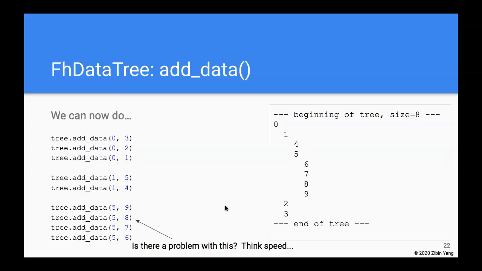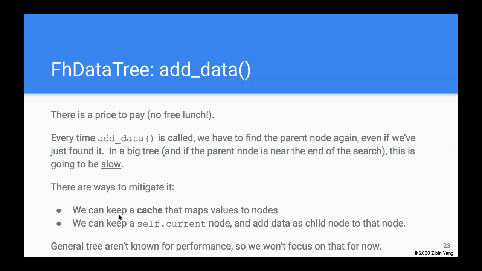Now, I want to point out a problem with this particular approach that we have chosen to implement add data. So can you think about what problem that might be? This actually has to do with performance. So what it is that every time we call add data, we have to find the parent node that contains the data, right? Even if we have just found it.